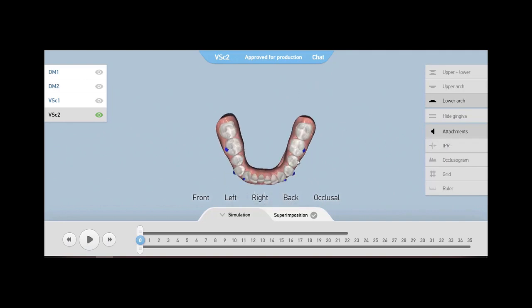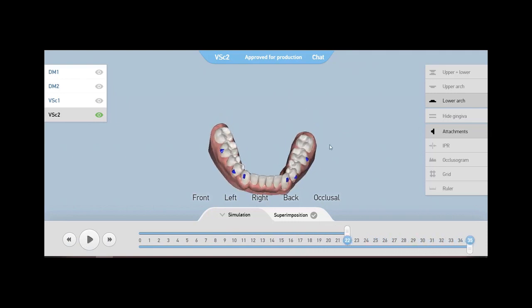When we see the movements, we see that they are combined proclination as well as the bodily movement, because we understand the bone limits for these movements, and in the end the teeth are in their right positions.